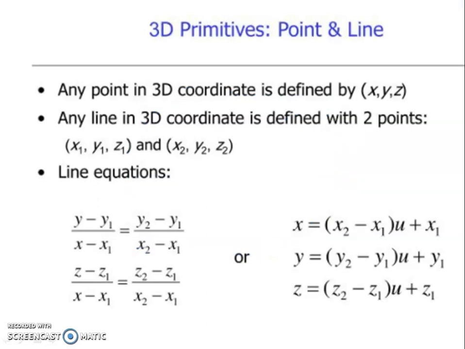For point and line representation, we have already seen that the point is represented by a, b, c or x, y, z. And for line representation, we need 2 points, a starting point and an ending point. The starting point is represented by x1, y1, z1, and the ending point is represented by x2, y2, z2. For the line equation, we can write y minus y1 by x minus x1 is equal to y2 minus y1 by x2 minus x1, and z minus z1 by x minus x1 is equal to z2 minus z1 by x2 minus x1.